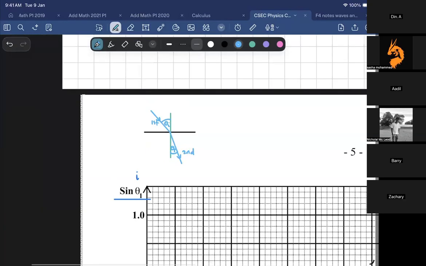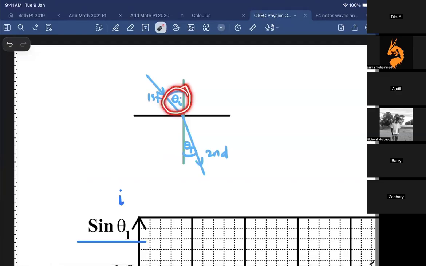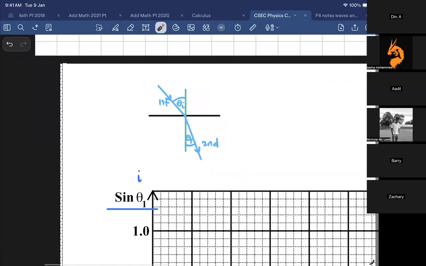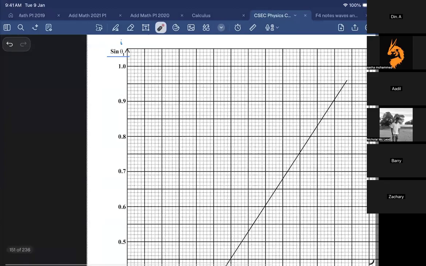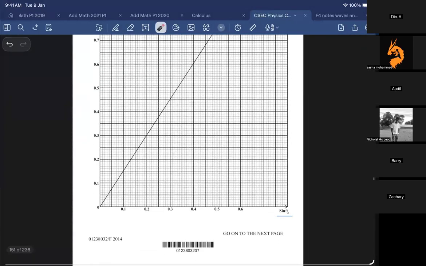So, Drew, I really need you to tell me if you're confused. Are you confused about why I'm calling the angle of incidence the first angle and the angle of refraction the second angle? No, sir. So you understand the angle of incidence is the ray entering, and the angle of refraction is the light ray in the medium. Yes, sir. So the angle of incidence has to be the first angle and the angle of refraction the second angle. So we effectively have a graph here of sin I versus sin R.